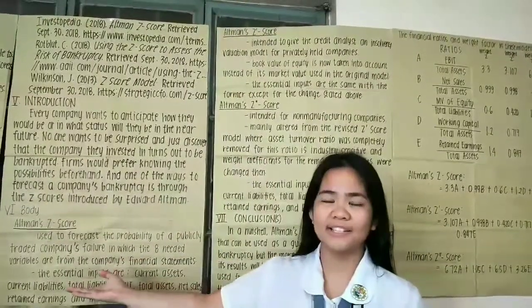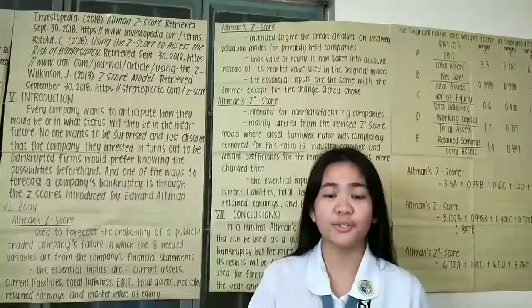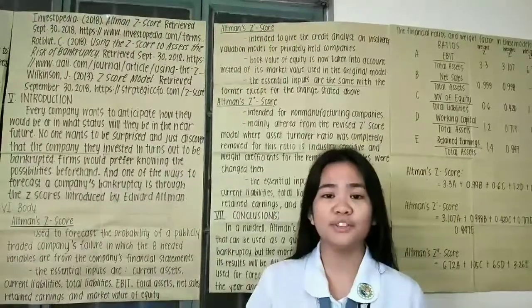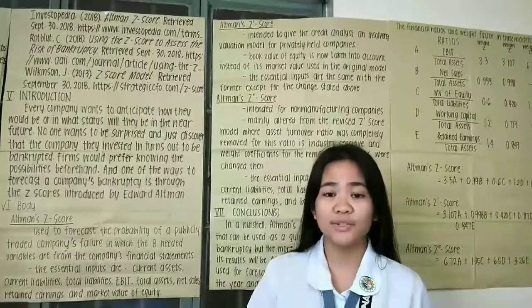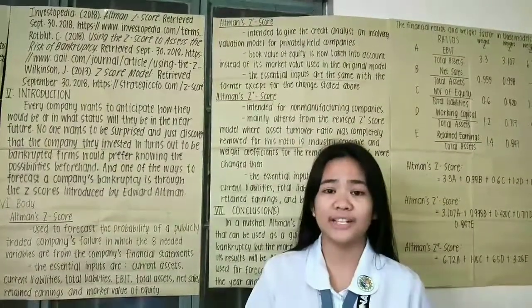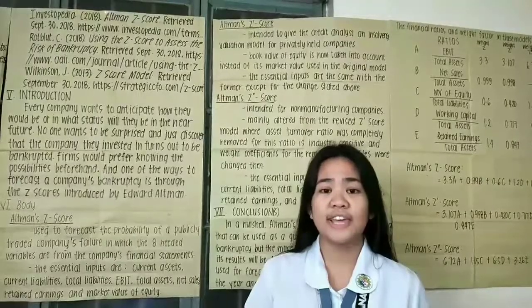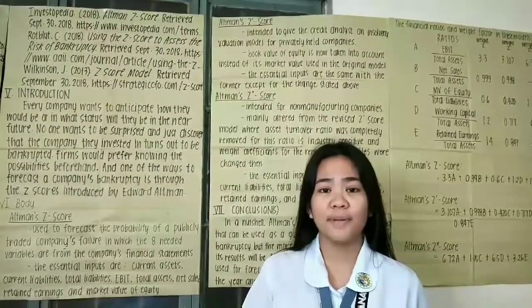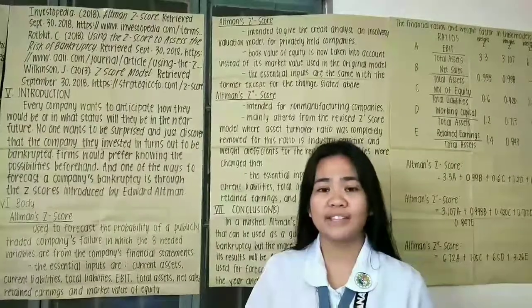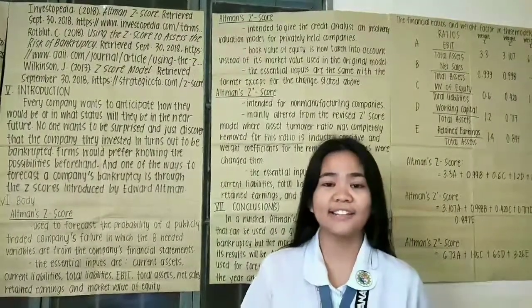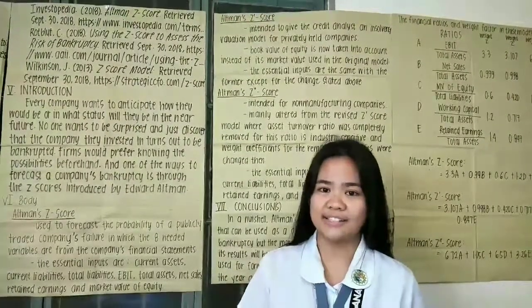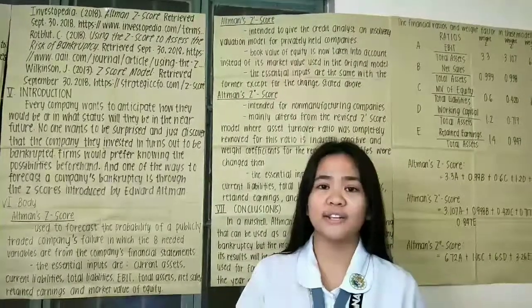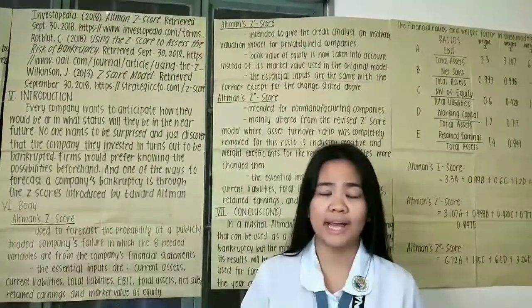We have here the Altman Z-score or the standard Z-score. Altman combined a set of 5 financial ratios to come up with this model with the use of multiple discriminant analysis or multivariate analysis. This is primarily used to forecast the probability of a publicly traded company's failure, in which the 8 needed variables are from the company's financial statements. So the essential inputs are current assets, current liabilities, total liabilities, earnings before interest and taxes, total assets, net sales, retained earnings, and of course market value of equity or the market capitalization.